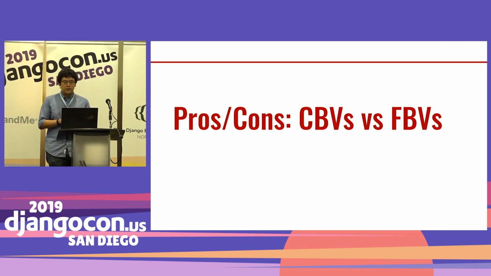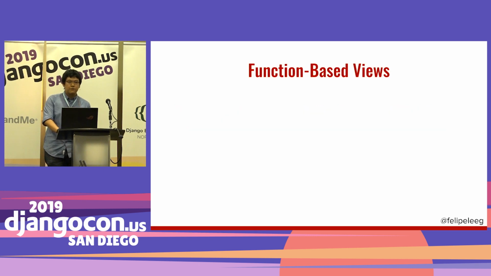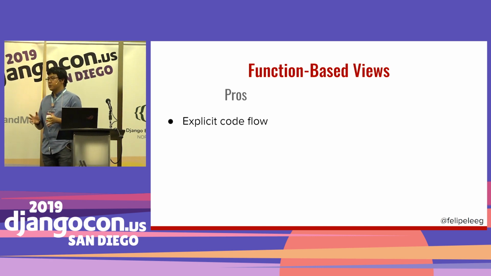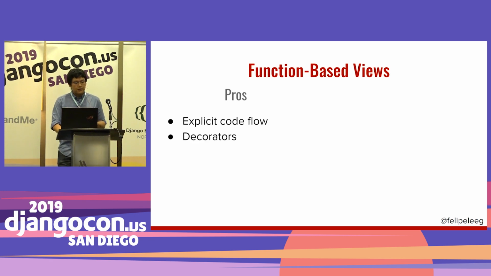So let's get to a few pros and cons. So function-based views. Some pros: explicit code flow is one of the biggest pros for function-based views in that with a function-based view, it's like any Python function, you can just read it straight through and see what it's doing, assuming you wrote it cleanly. So you can see exactly what's going on. There's no wondering what happened or anything. Another one is decorators are really easy to use. Easy meaning if you know how to use decorators in Python with functions, you know how to use them with function-based views because it's the same thing.